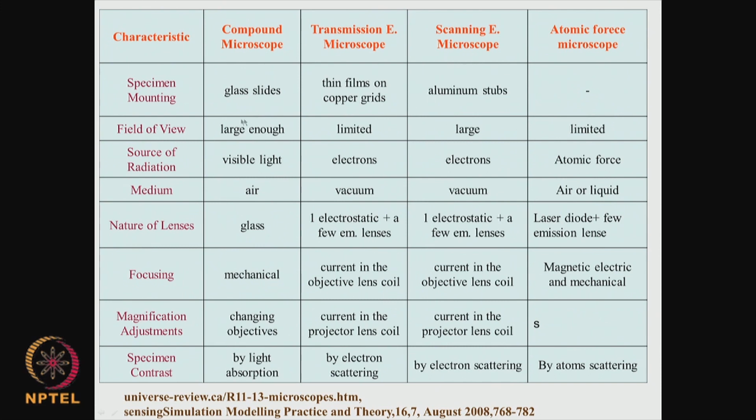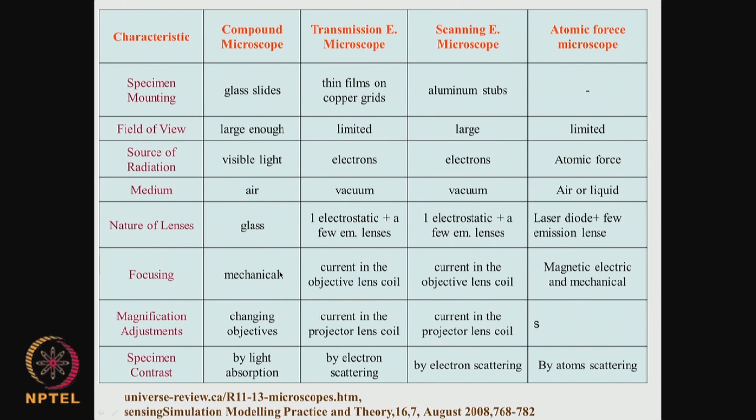Field of view: compound it is large, transmission is limited, scanning large, atomic force is also very limited. Source of radiation: compound microscope we are using light, TEM we are using electrons, scanning also electrons, atomic force we are using force. Medium: compound microscope is air, TEM is vacuum, scanning is vacuum, atomic force air or liquid. The nature of lens: we have glass here, we have one electrostatic plus a few electromagnetic lenses. In atomic force we have a laser, diode and a few lenses.